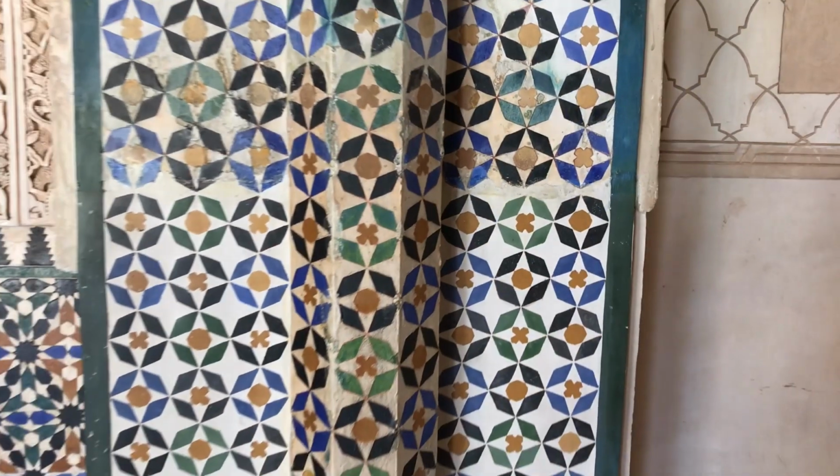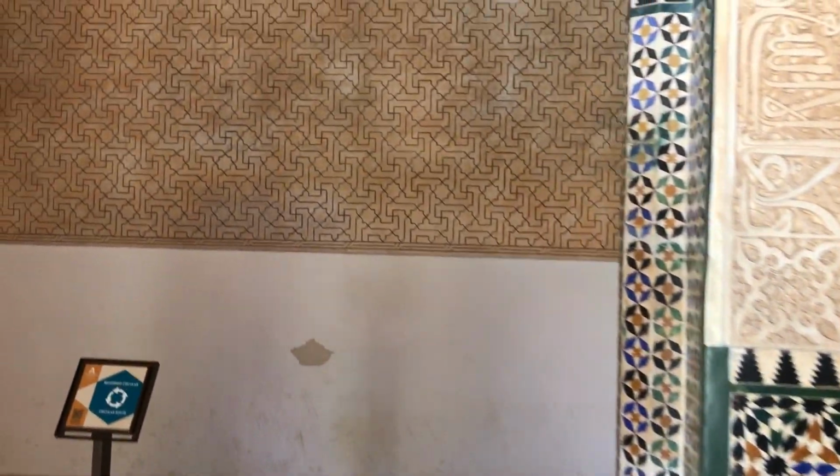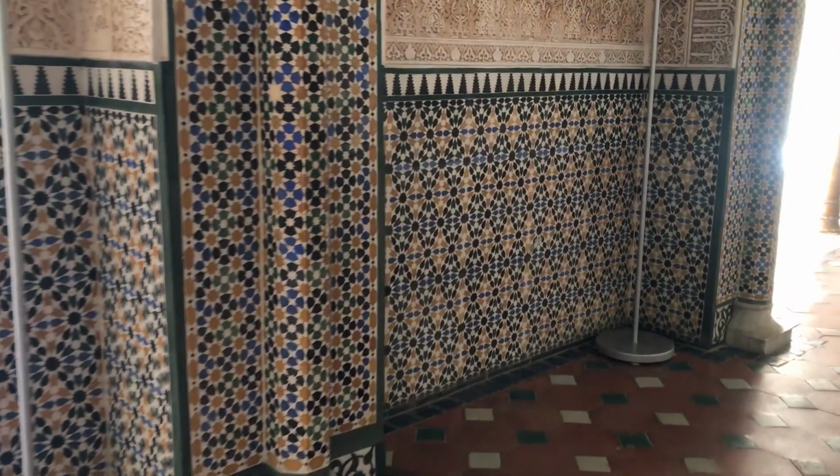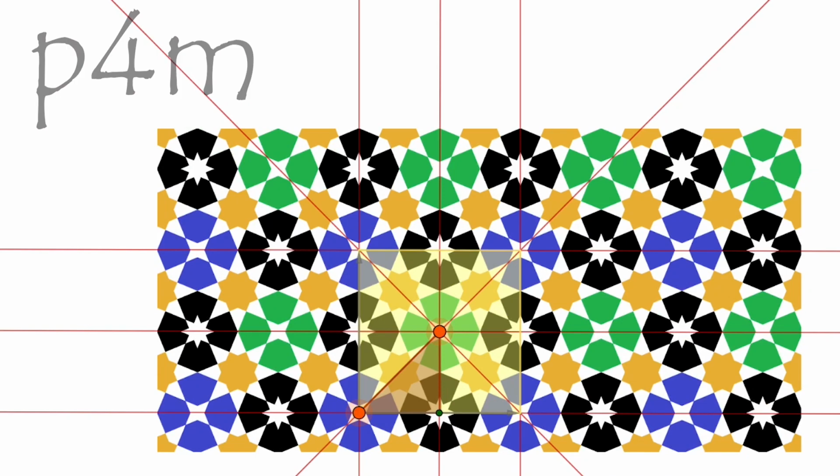Continuing through the Hall of the Kings, we find another plasterwork different from the previous ones. However, it is again a P4. The other tiling present on the columns is also a P4M. Likewise, we see the axes of symmetry in red showing the corresponding points.